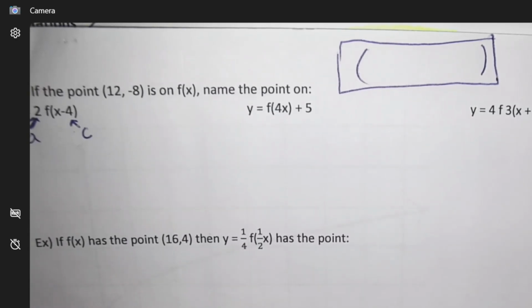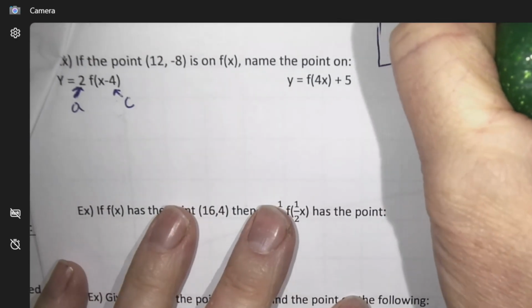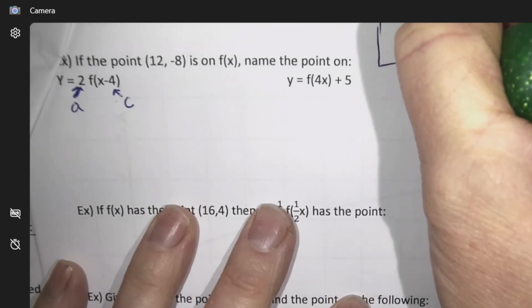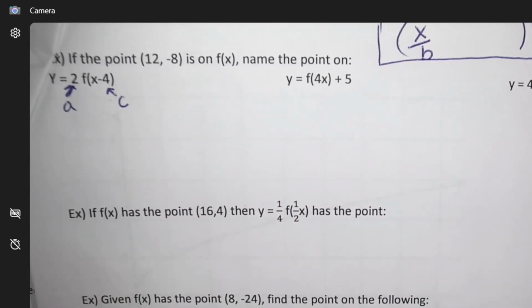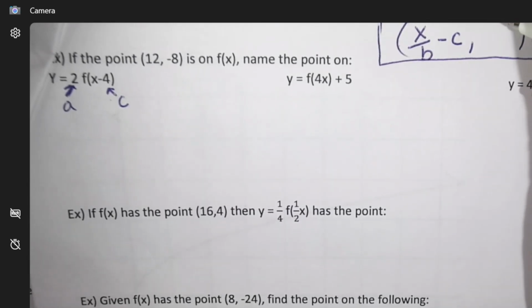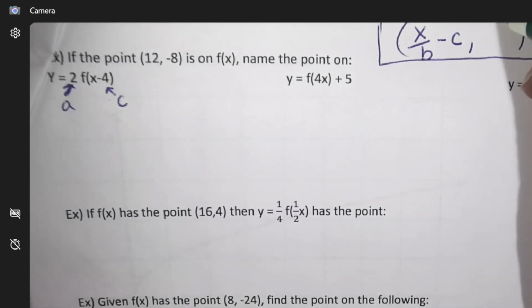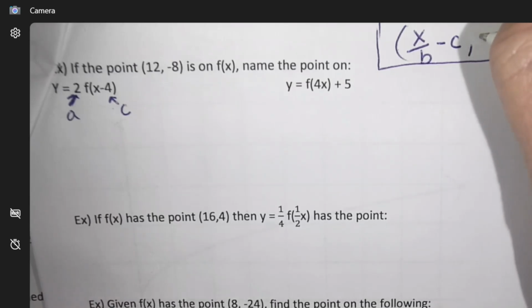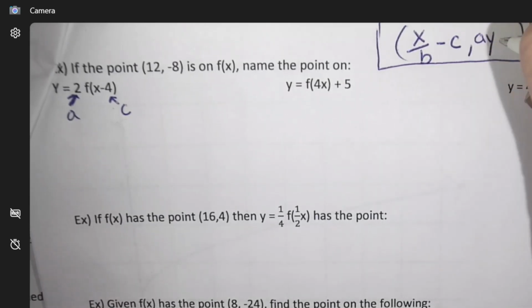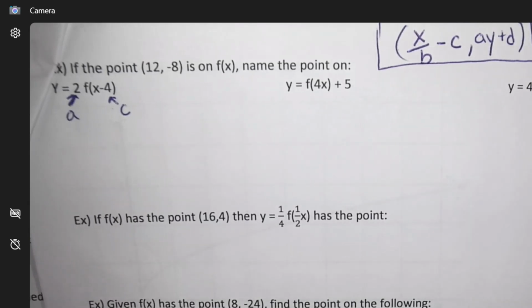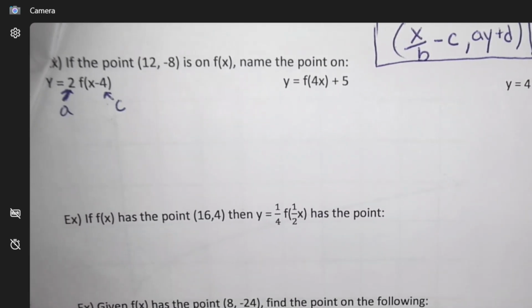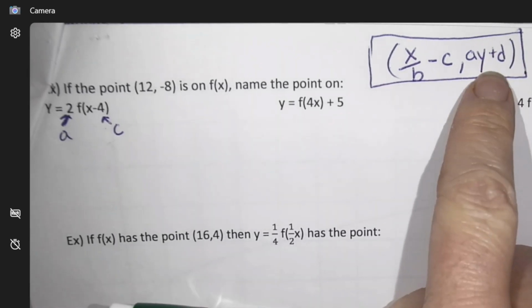Okay. X gets, do you remember? Divided by B and minus C. That's all the opposite stuff. And Y gets multiplied by an A. Okay, those are the effects, right? Those are always the effects. So that's it. That's the foundation with everything.